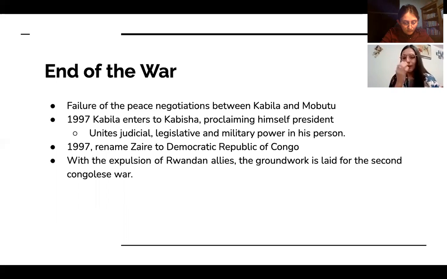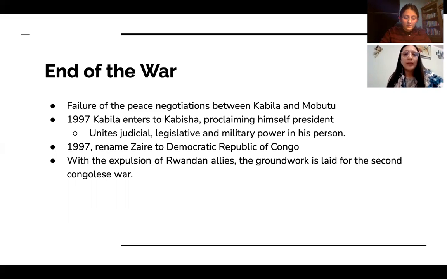So, following the failure of the peace talks between Mobutu and Kabila in early May 1997, on 17 May 1997, and after a lightning campaign through the capital, Tshisekedi was forced out of the country, and Kabila entered Kinshasa, seizing power and uniting judicial, legislative, and military power in his person.